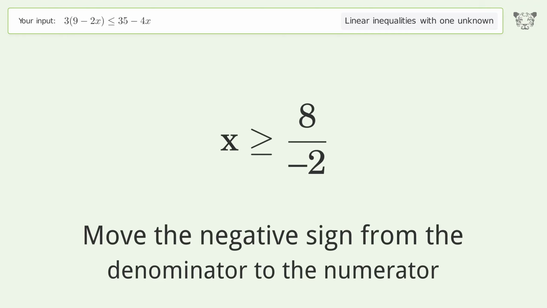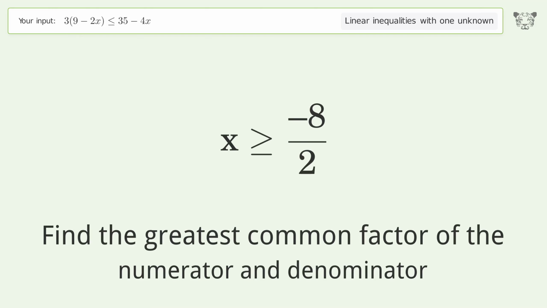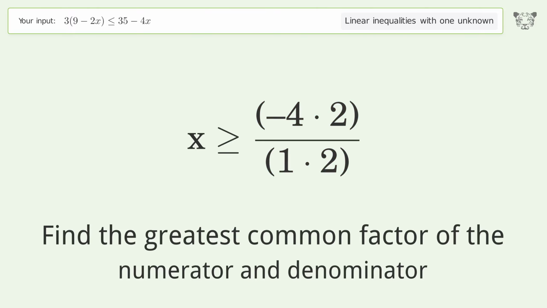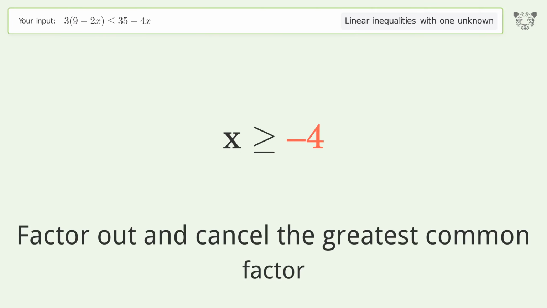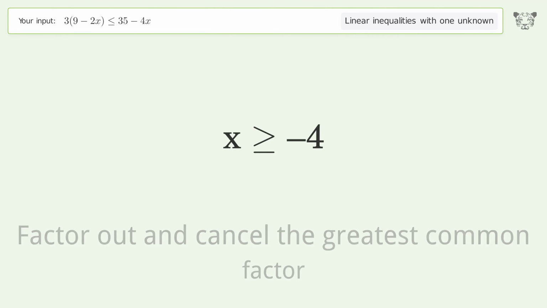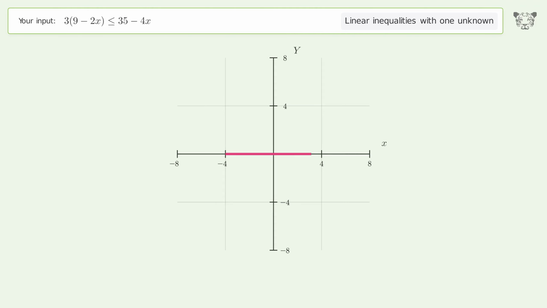Move the negative sign from the denominator to the numerator. Find the greatest common factor of the numerator and denominator. Factor out and cancel the greatest common factor. Plot the solution on a coordinate grid. And so the final result is x equal or greater than -4.